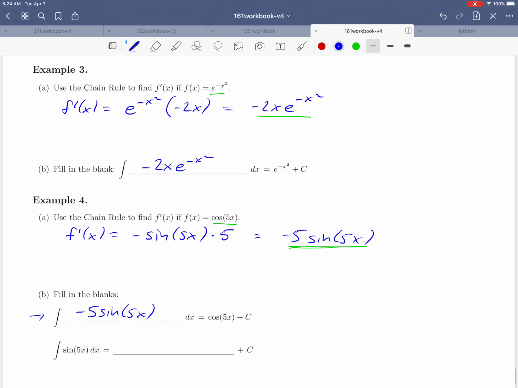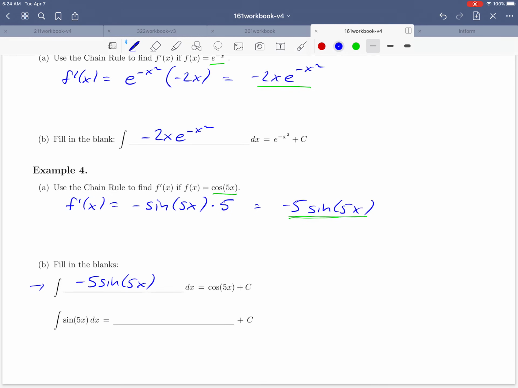Okay, what if, though, we wanted an antiderivative for the function sine of 5x? Notice that that's similar to the left-hand side of this equation, except that the negative 5 isn't there. So one way to think of this is to ask, what's the connection between this first formula and this second formula? What we could do to get from one to the other is just divide both sides by negative 5.